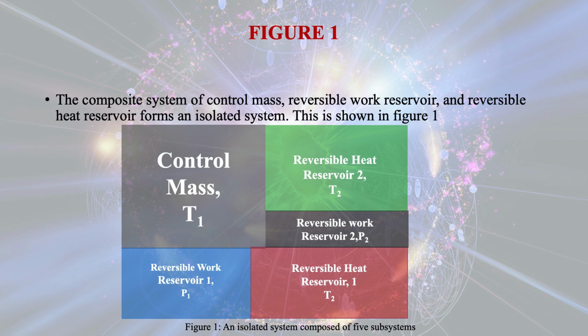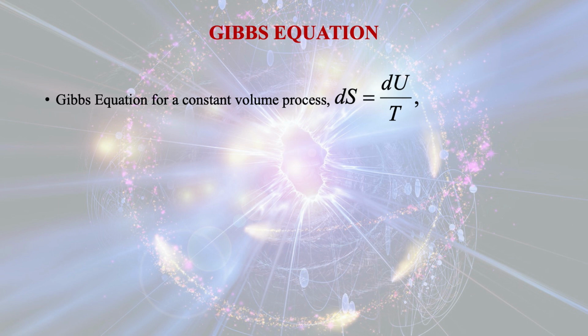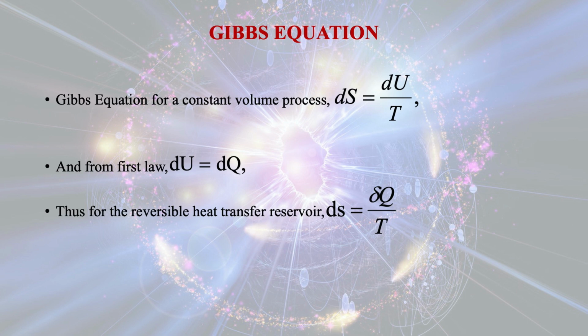So there may be heat transfer between system and surroundings, and work transfer between system and surroundings for this case. We have already discussed in detail the Gibbs equations. So the Gibbs equation for a control volume process is ds = du/T. And from the first law, we know very well that du = dq, because we are considering the heat transfer and not the work transfer. So work transfer will be 0 while considering only the reservoirs which are contributing to heat transfer. Thus for the reversible heat transfer reservoir, ds = δq/T, where δq is positive into the reservoir. The heat transfers are into the reservoir, that's why for this case we have considered it as positive.